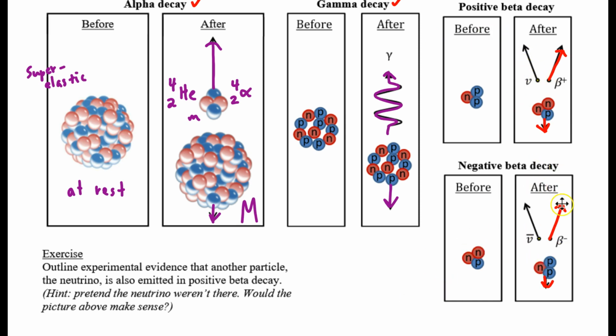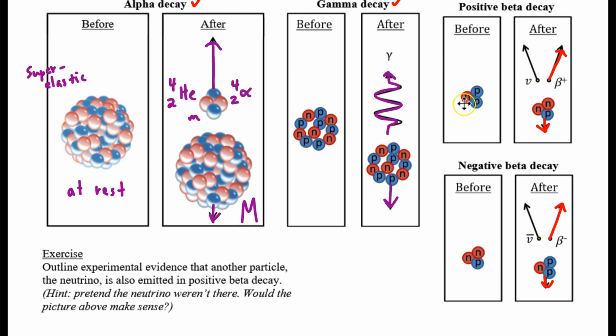Likewise, the same new particle would explain how momentum is still conserved in these negative beta decays. That was our first evidence of the neutrino and the antineutrino. We could make a similar argument for energy.